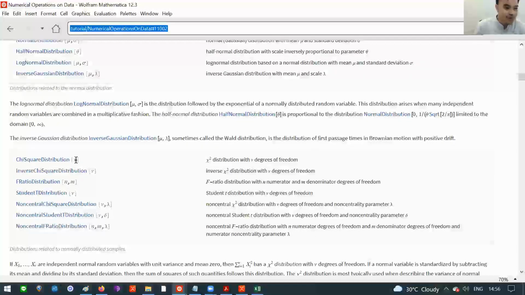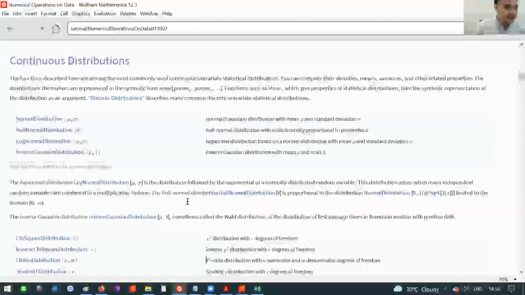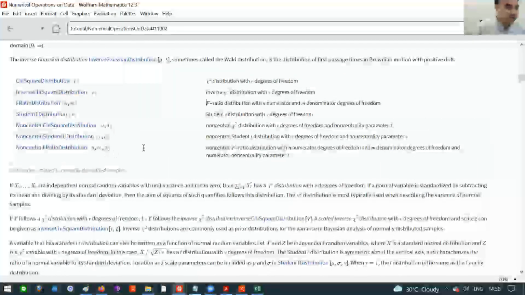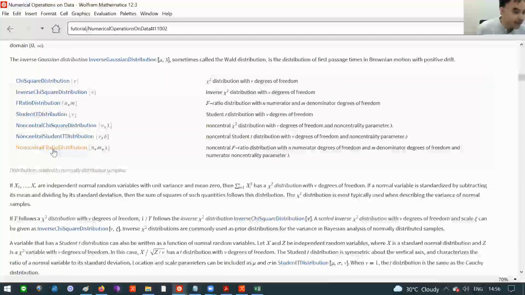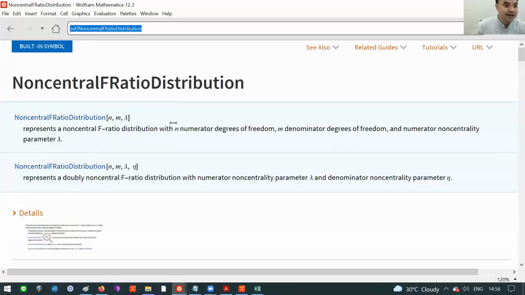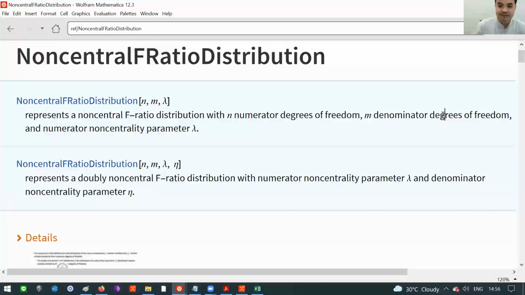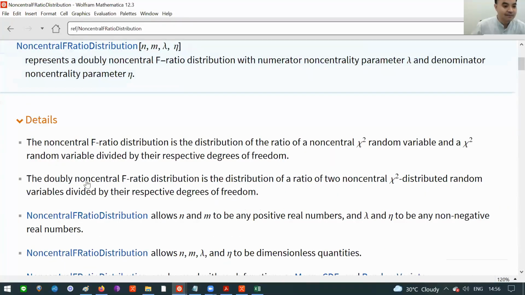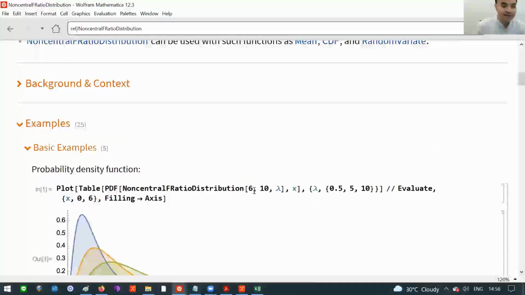Now, the parameters will have different kinds of meaning. So for example, you just go to some silly distribution you've never seen. I have no idea what this is. Let's say the non-central ratio distribution. I click onto it. It has 3 parameters. M is the degrees of freedom, N is, and so on. There's an example there.